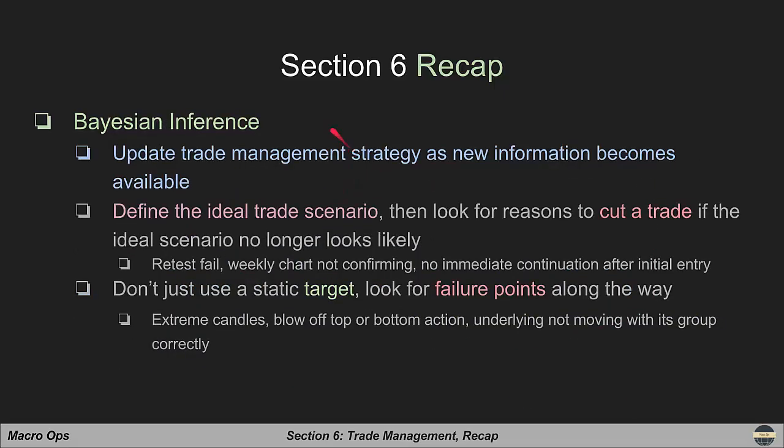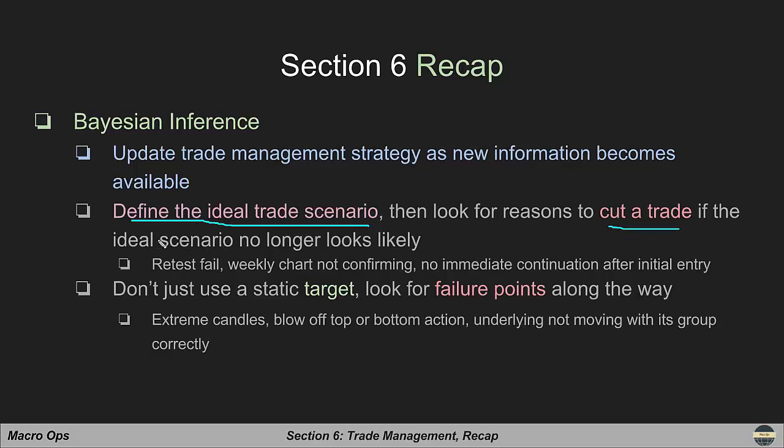Then we went through Bayesian inference, which is basically just updating trade management strategy as new information becomes available. And that's so important because once we put on the trade initially, we don't have that new information. So if we're able to update it with the new candles that come in, the new news, we can optimize our trading. And the first step with that is to define the ideal trade scenario. So we want to say, hey, what are we looking for in this trade? What's the absolute perfect scenario? And then look for reasons to cut the trade if the scenario doesn't look like it's going to play out.